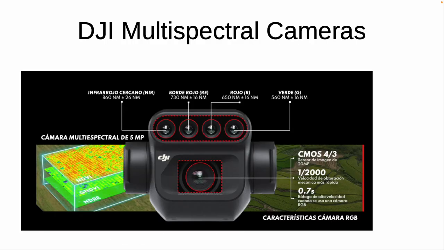I spoke to one group here. They use the DJI multispectral camera. It's got 4 spectral cameras on the top row, red, green, blue, and infrared. And on the bottom row, it's got the navigational camera.